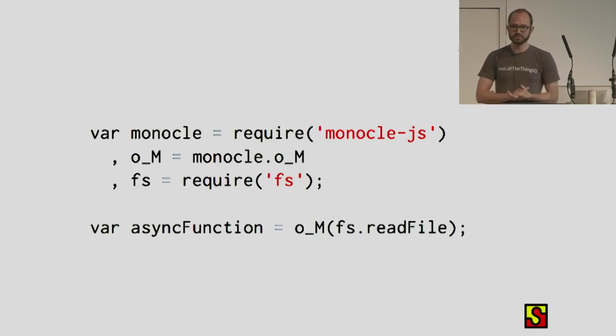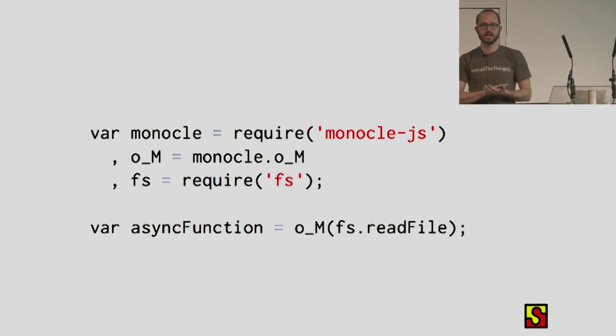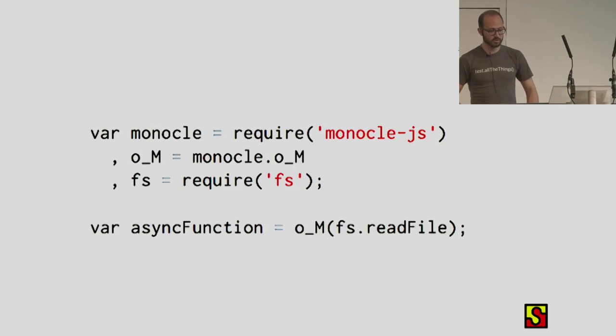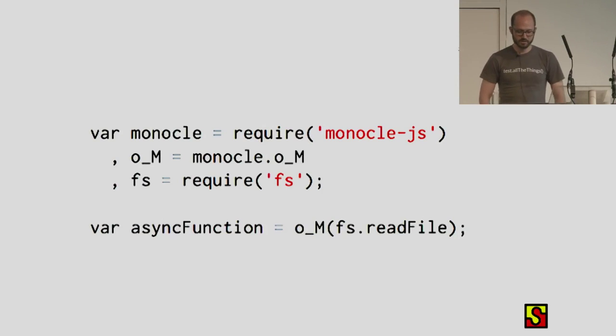So how do we actually turn regular node-style callback functions into these Monocle O routines? It's actually really easy. We have another little helper wrapper for that. So fs.readFile, for example, is a regular node-style callback-based asynchronous function. We can just wrap it in this o_m thing, which you can rename if you don't like that convention. And then now async function is an O routine, which we can yield. So we could use readFile in a sync-like way.